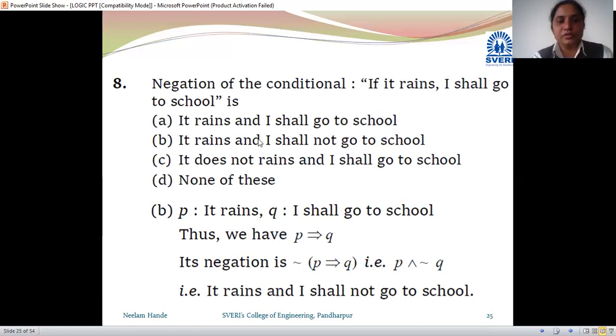Next, negation of the conditional. You have to write the negation of this statement: if it rains, I shall go to school. If you want the negation, there are two statements together: it rains and I shall go to school. The first part, it rains, I'll call P. And the second part, I shall go to school, I'll call Q.